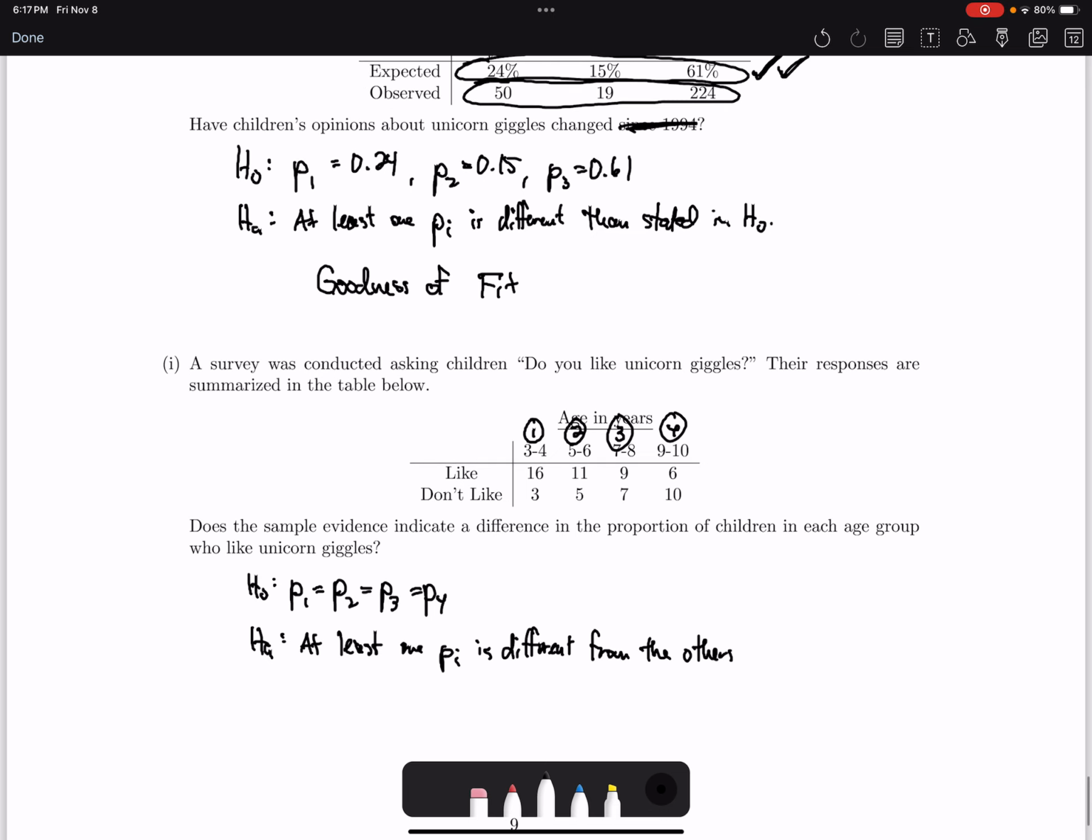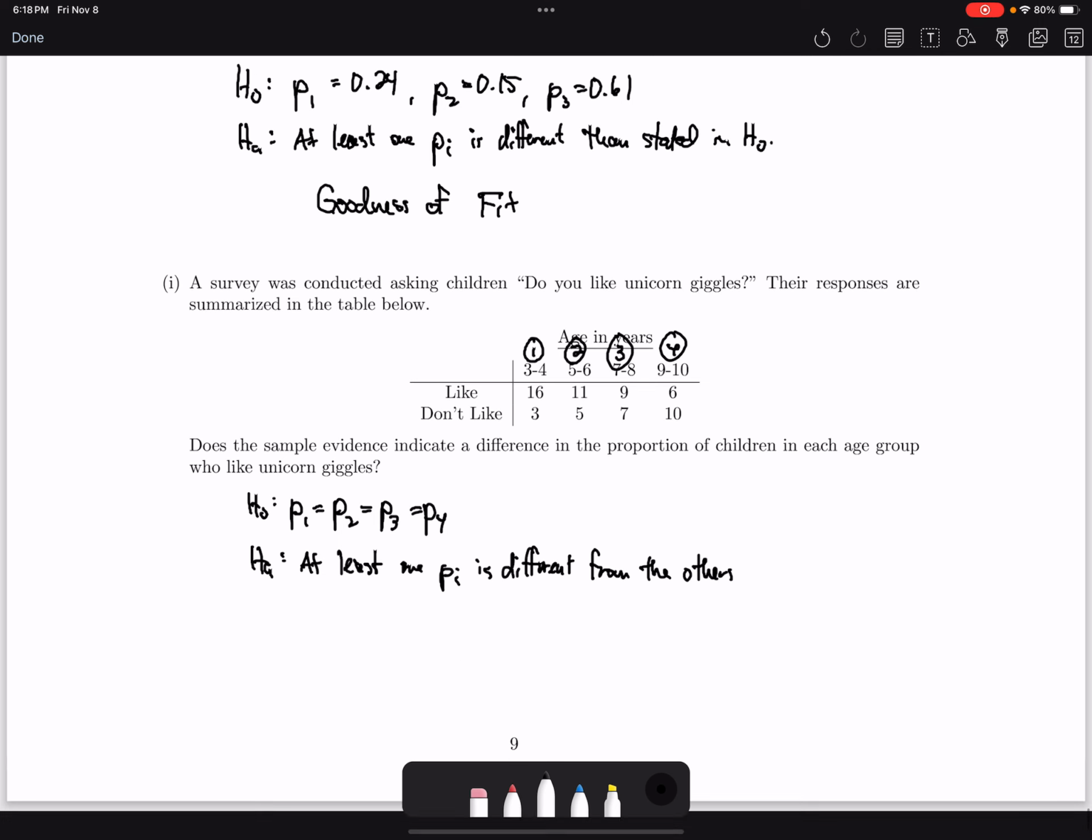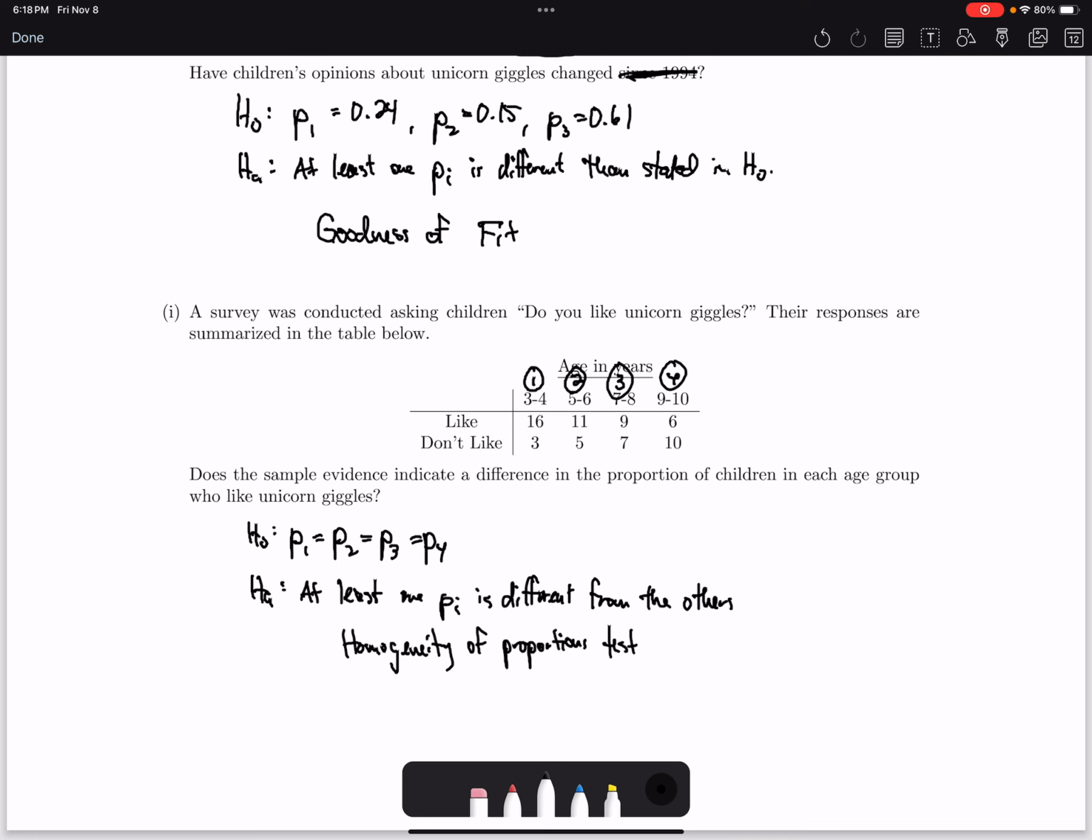So this one would be a homogeneity test, right? This is a homogeneity of proportions test. Okay. And that will do it.